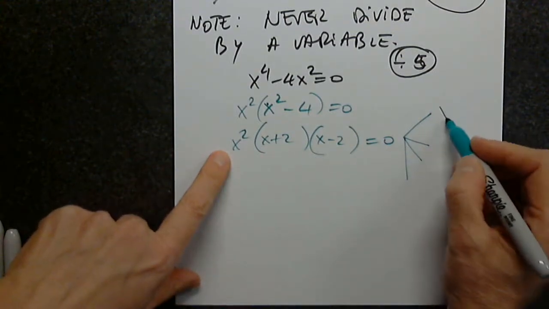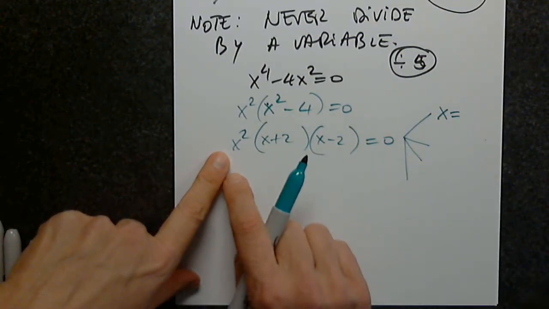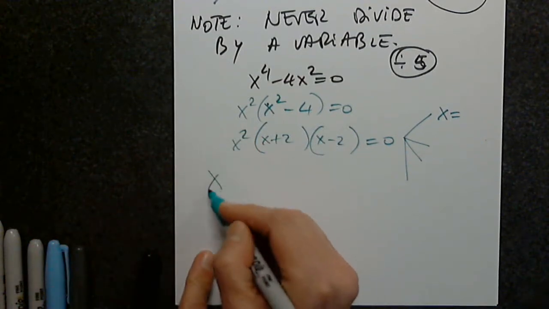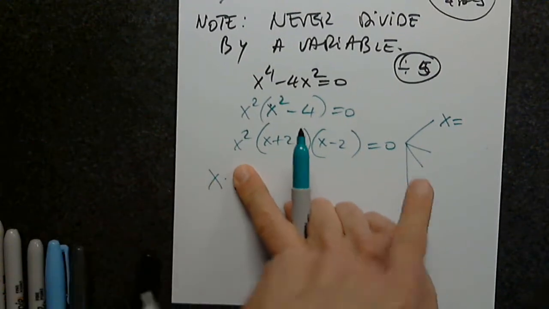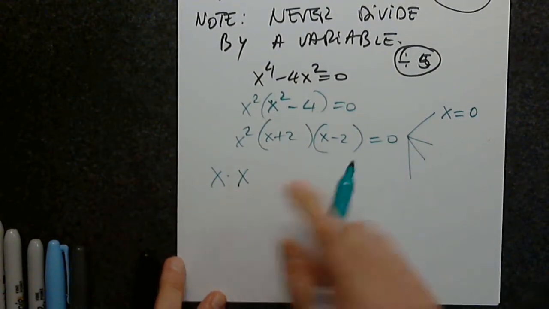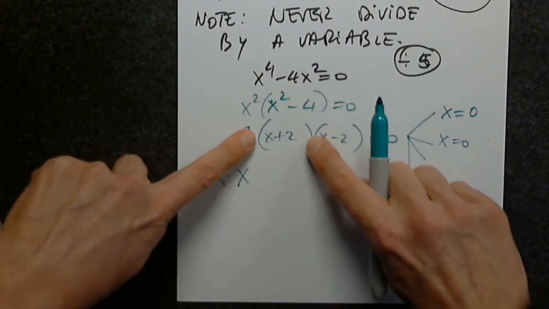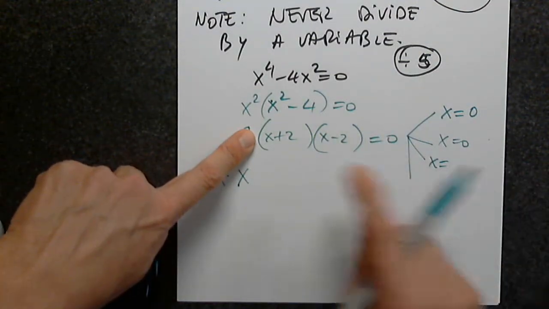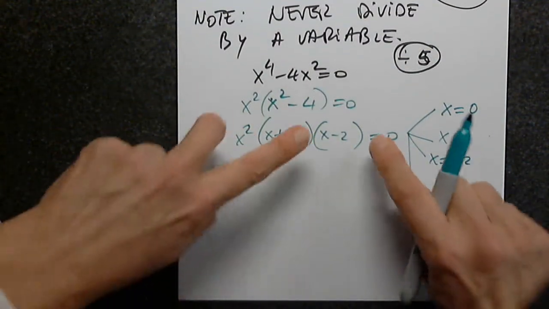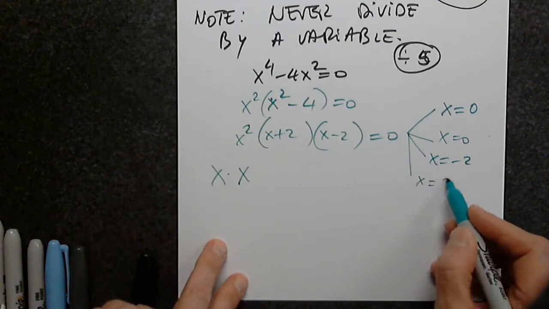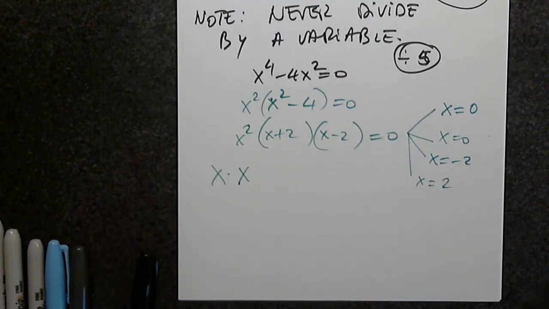So from here, I have the first solution as x equals. This is x times x. So if x is 0, x is 0. If x is 0, x is 0. If this is 0, x is? Very good. If this is 0, x is? That's it. So even if solutions repeat, and you'll see in chapter 3 how important this is.